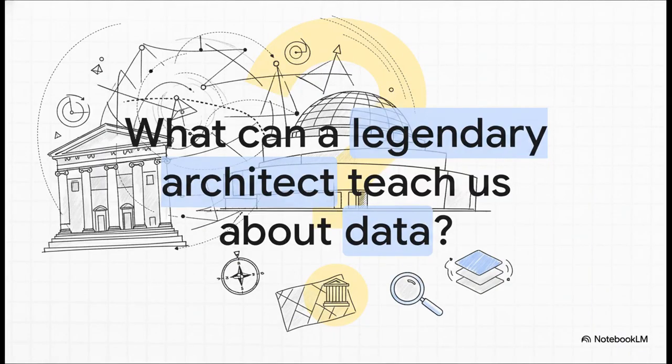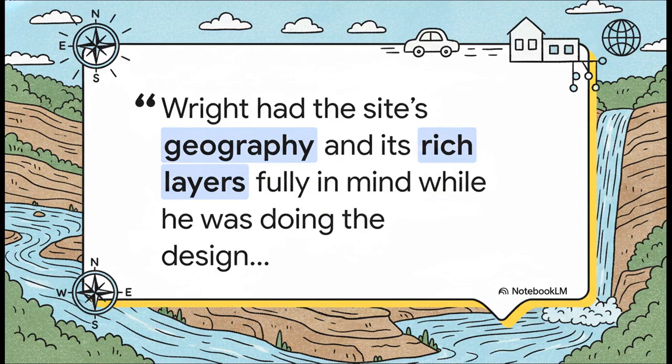To really get our heads around this disconnect, we actually have to go back in time. We need to ask a question that sounds a little weird at first. What on earth can a legendary architect, a guy known for his incredible artistry and intuition, teach us about cold, hard data? Well, the answer is hiding in one of his most famous buildings. The story is just fantastic.